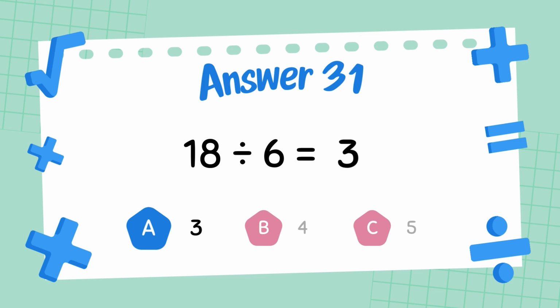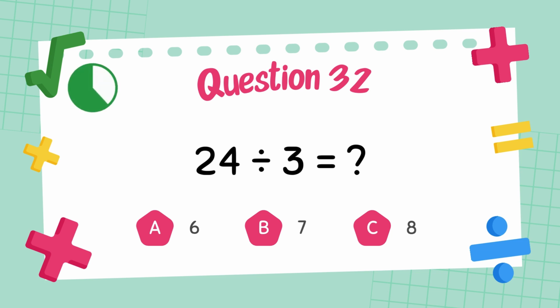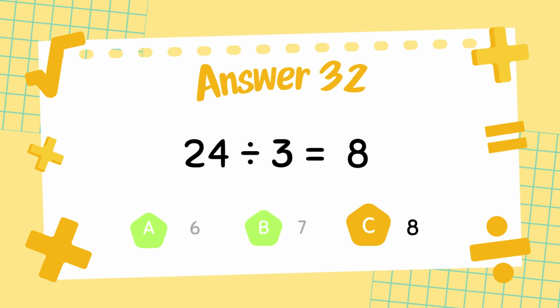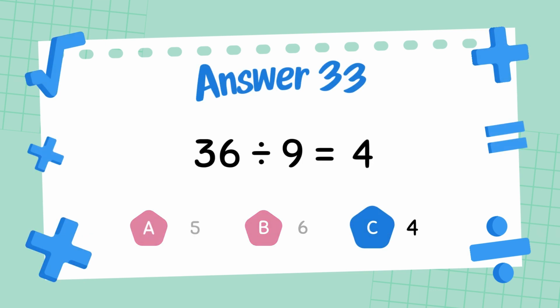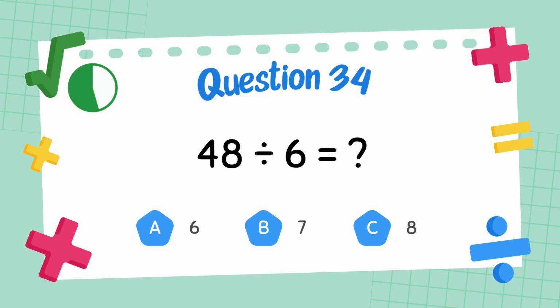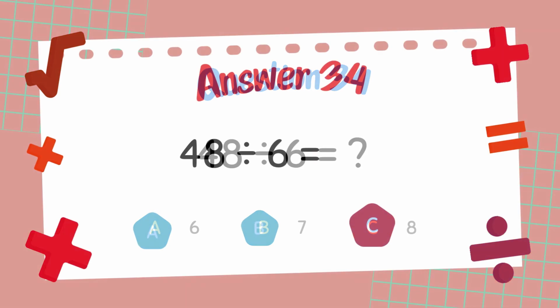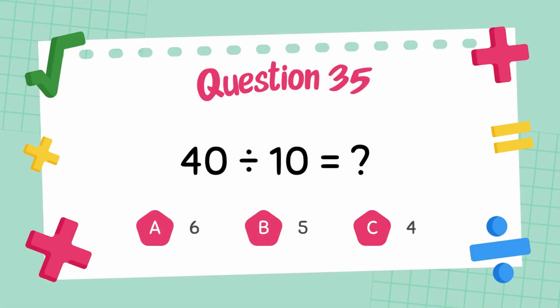The answer is 3. What is 24 divided by 3? The answer is 8. What is 36 divided by 9? The answer is 4. What is 48 divided by 6? The answer is 8. What is 40 divided by 10?